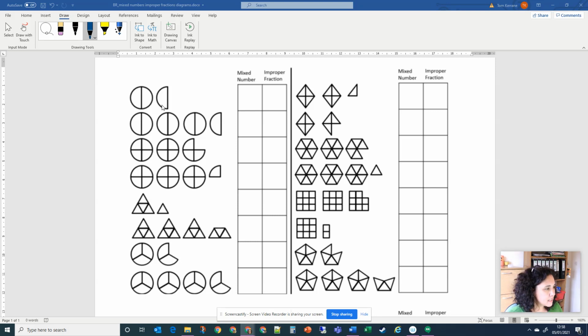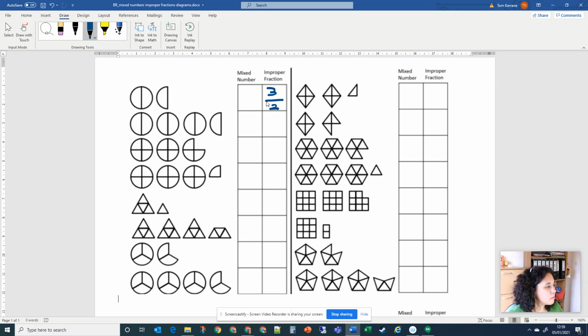So that means that we are working with halves. There we go. I put a 2 in the denominator. And of those halves, I've got 1, 2, 3. So there you go. That is what we mean by improper fraction. The numerator is greater than the denominator.